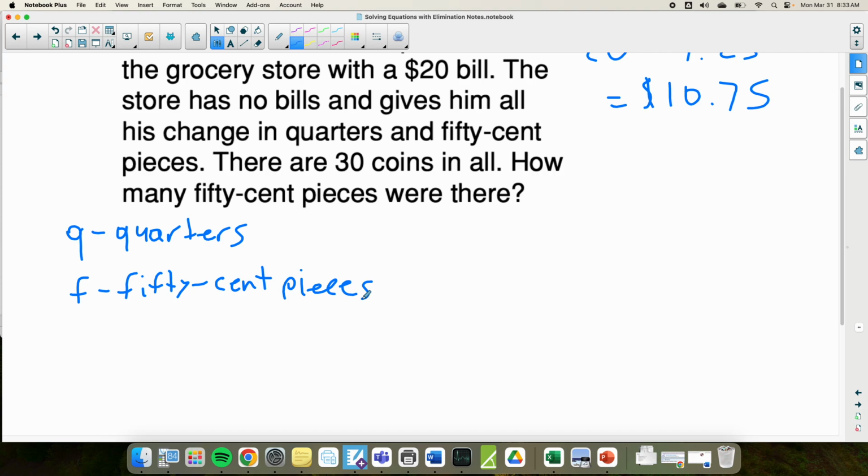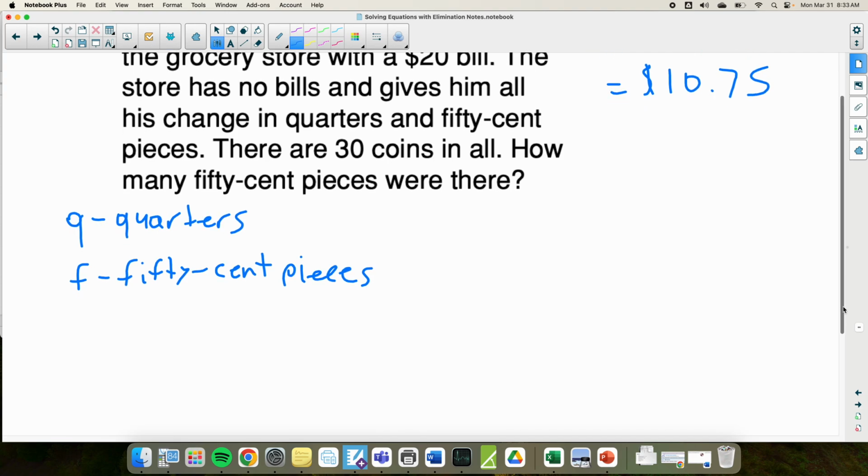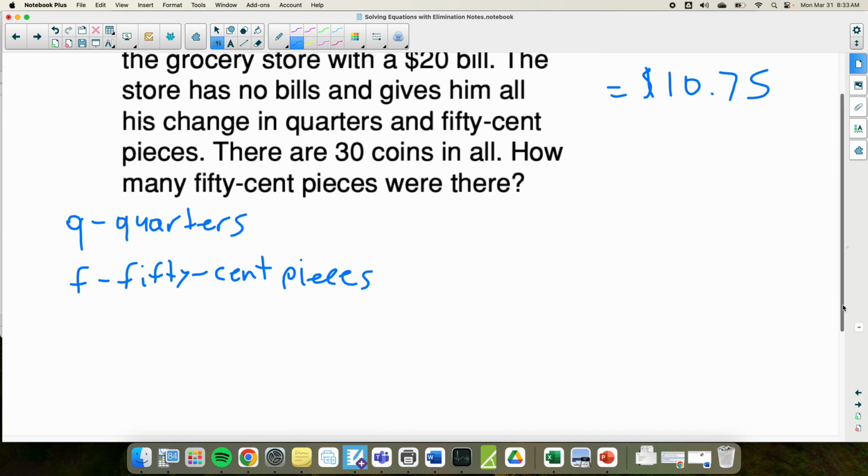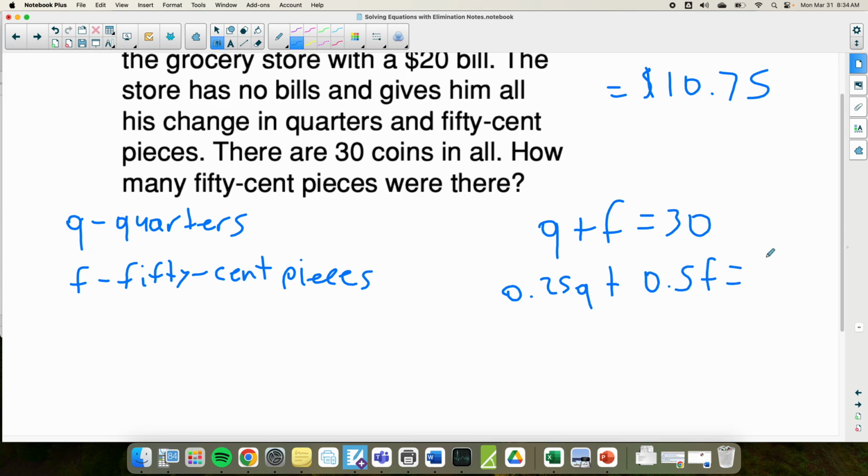So you know that there are 30 coins in total, so that means the amount of quarters and 50-cent pieces add up to 30. So Q plus F equals 30. And then a quarter is worth 25 cents. So you have 0.25 Q plus the 50-cent piece is worth 50 cents. So 0.5 F, and you know that your change is gonna be 10.75.